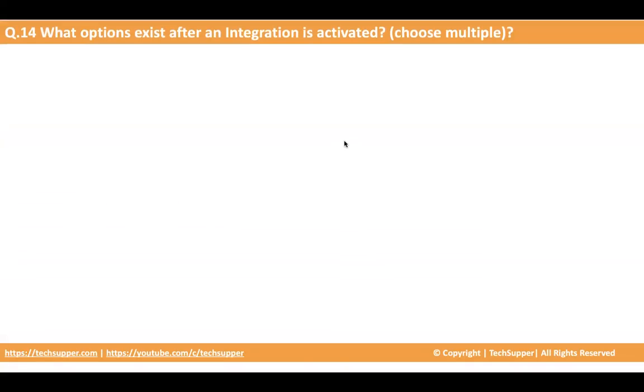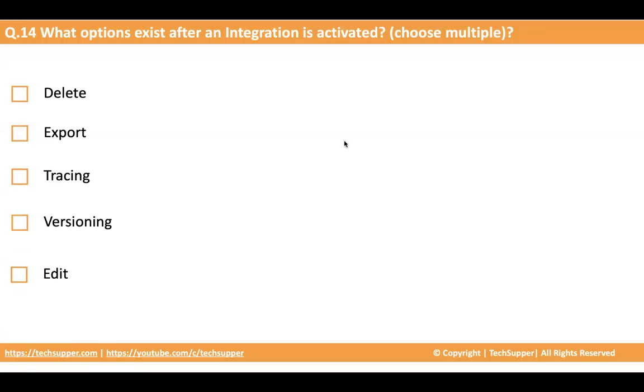What options exist after an integration is activated? If you don't know the answer, you can simply go to the integration, activate one of the integrations and see the valid options available. Here are the options right away on your screen. Delete, can you delete the integration? Export, tracing, versioning, edit.